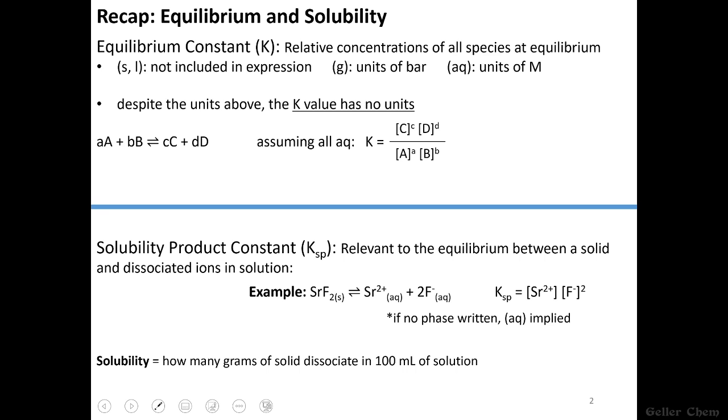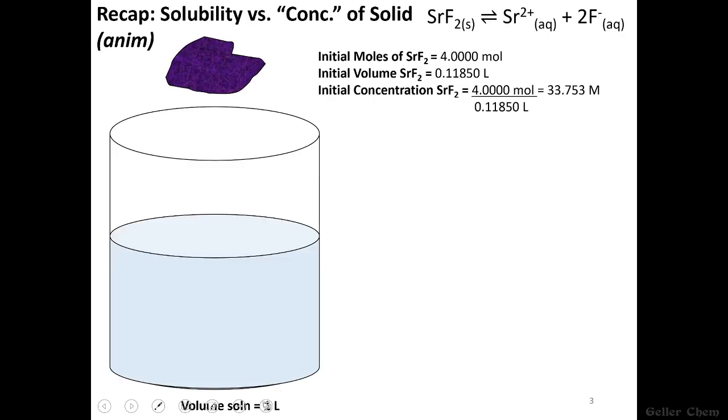And we went over the math behind this, but let's recap that as well from a slightly different perspective than in Lecture 3. So let's say we have this solid rock of SrF2, and initially we have 4 moles of it, but let's express that number to 5 sig figs worth of accuracy. And that initial volume would be 0.11850 liters. And so we can calculate that initial concentration by taking moles and dividing by liters, and we get this large concentration of 33.753. It's not surprising that it's large. Solids and liquids are densely packed with atoms.